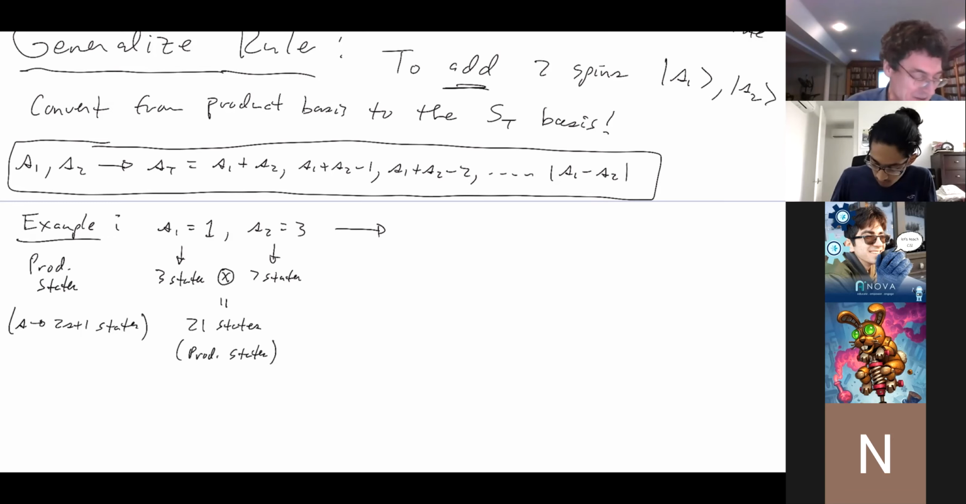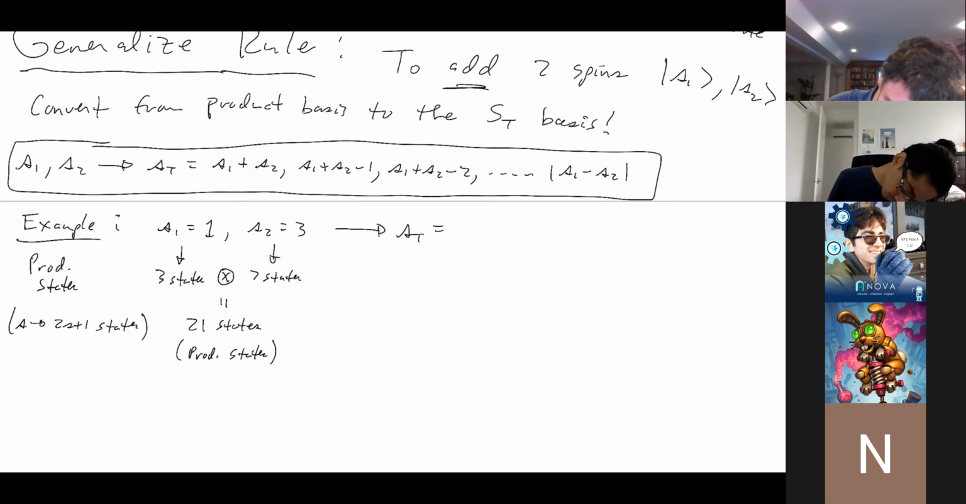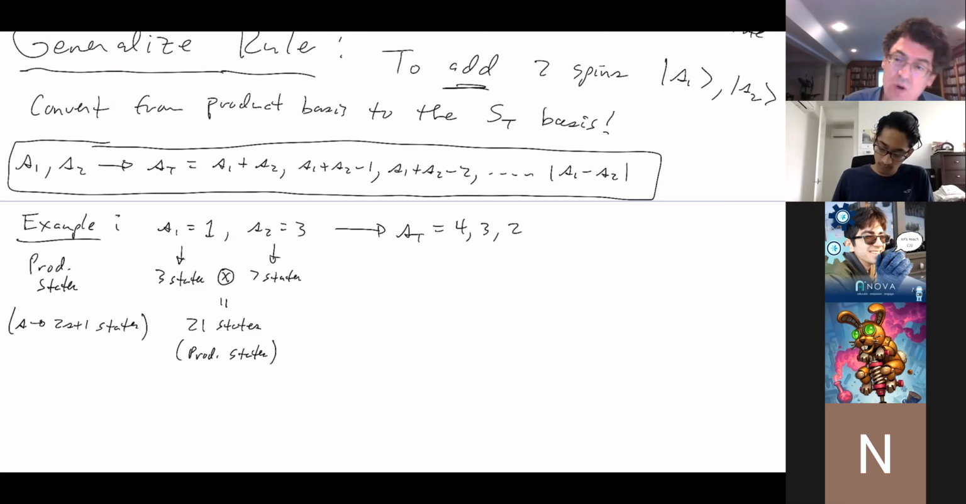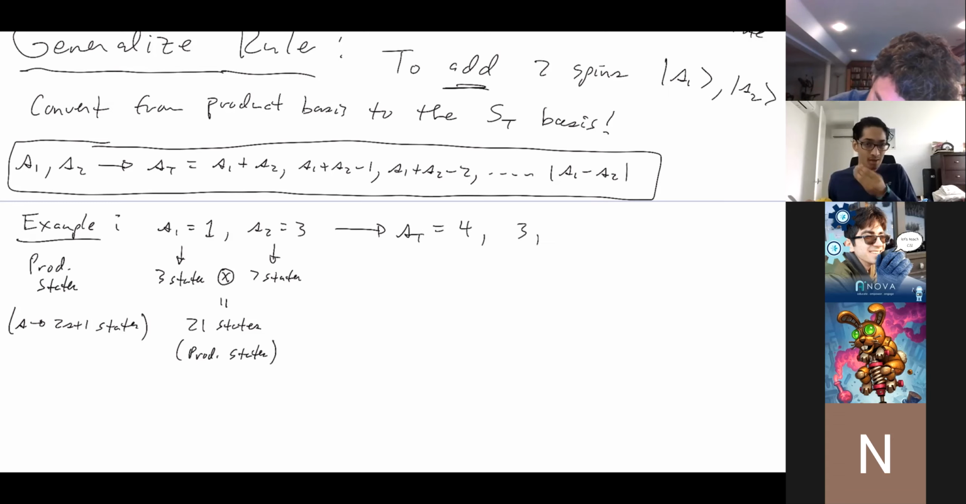21 product states. Now let's use this little rule and add the angular momentum. I have 1 and 3, so the highest total angular momentum is 4, but using the rule above, it can be 3, 2, and the subtraction, 3 minus 1, is 2, so the lowest is 2. That means I can have total spin 4, 3, or 2.